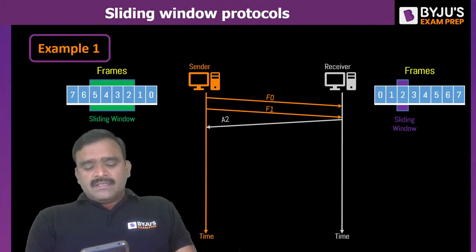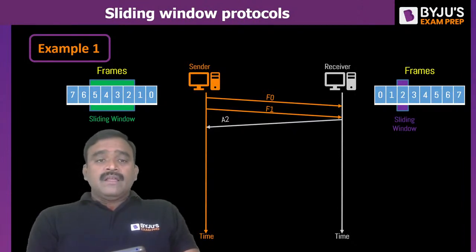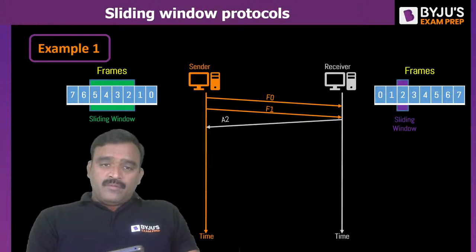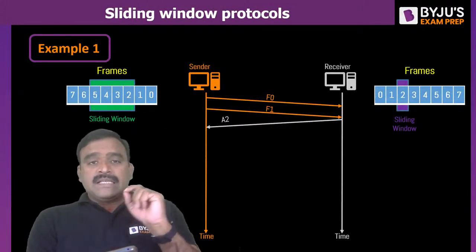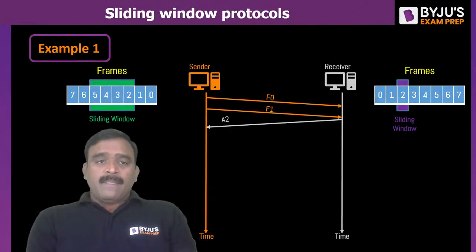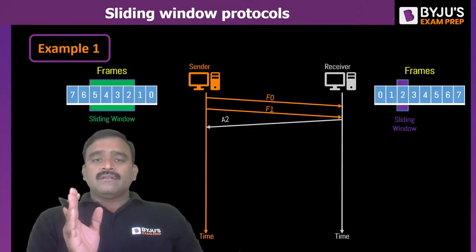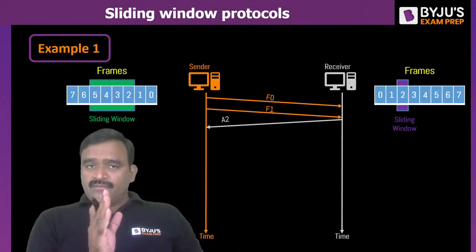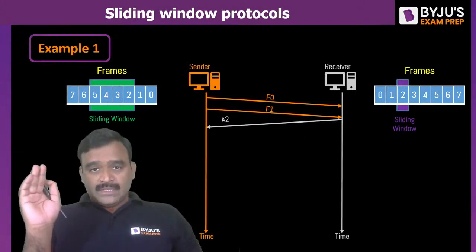Sahil Malik is asking, sir, is the sliding window size less than or equal to 2 power n? That depends on the type of protocol. Either go back N, 2 power n minus 1, or if it is selective repeat, 2 power n minus 1. Here I am just letting you know how the sender window and the receiver window slide. Only that much you have to understand in today's class.